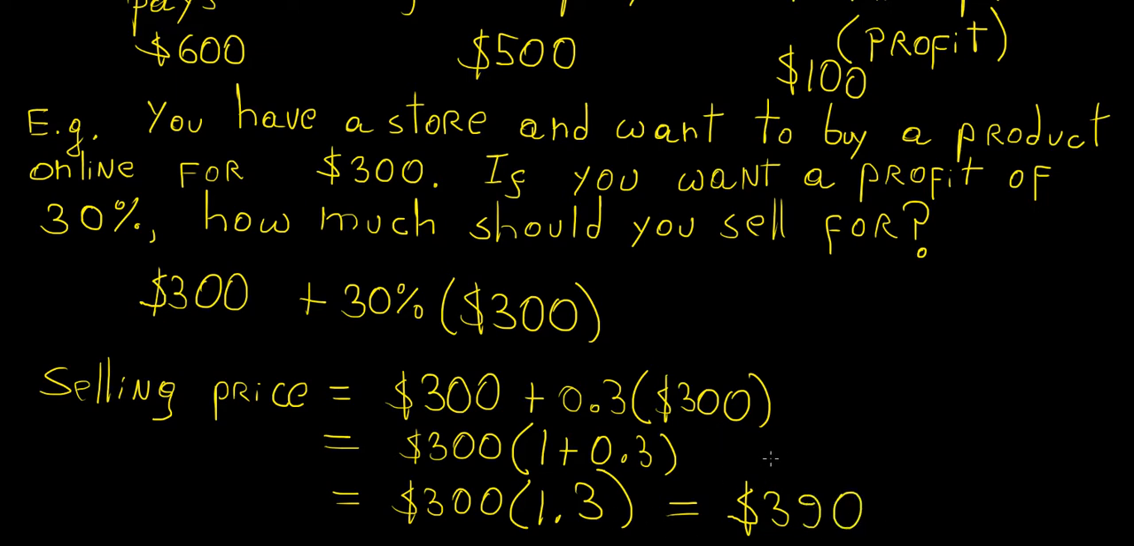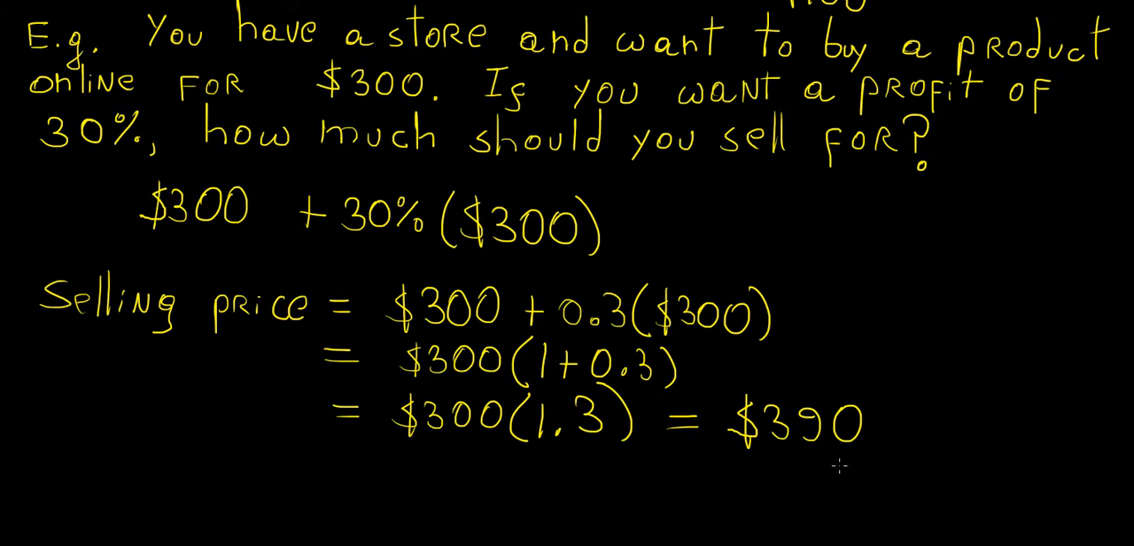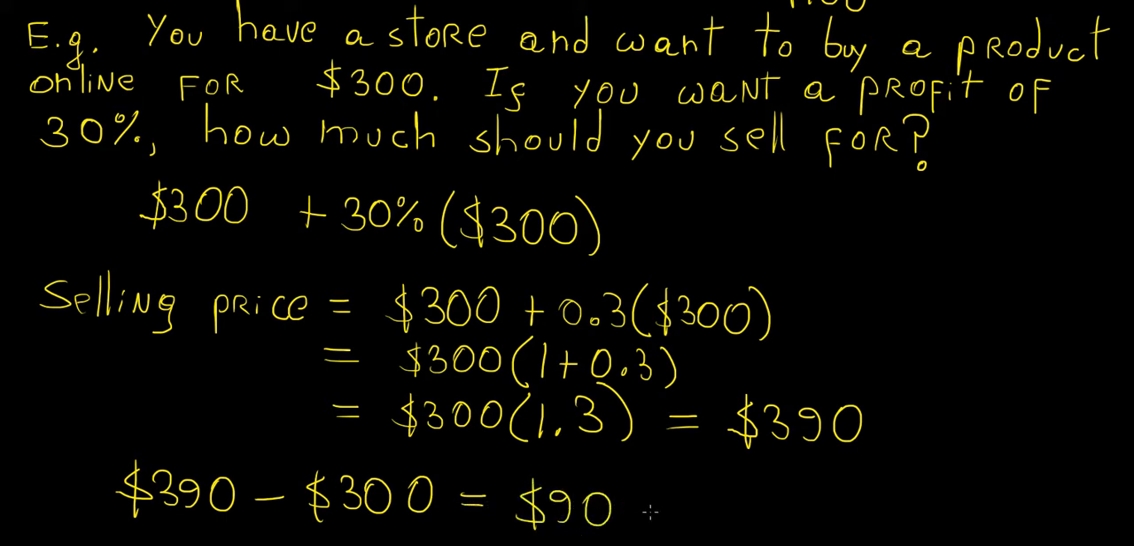So that's how much you would need to sell that product for if you actually wanted to make a 30% profit. Now, if you wanted to know exactly how much profit you're making from this, what you would need to calculate is essentially the markup. To do that, you subtract the original price from the new price. So you subtract the cost of the product, or how much you paid for it, from the amount of money that the customer needs to pay for it, and that would just be $90.